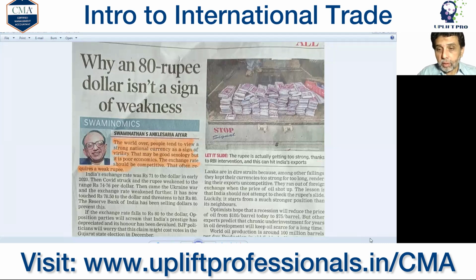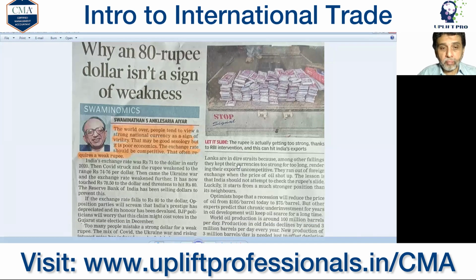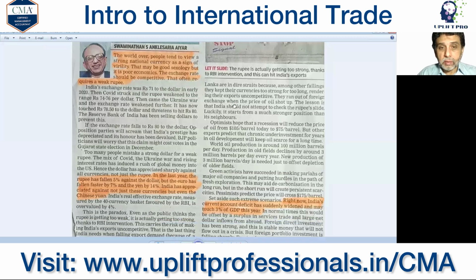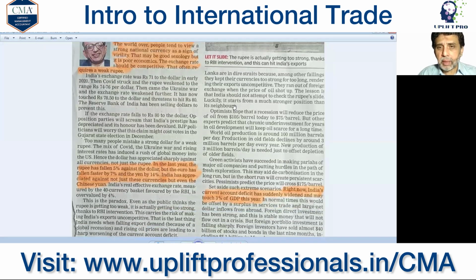So if you look at it, he says here, I've highlighted the main point so that you don't read everything. Read the highlighted one. In the last year, the rupee has fallen 5% against the dollar. But the euro has fallen faster, 7%. The yen has fallen 14%. So India actually has appreciated, not just against these three currencies, but even the Chinese yuan.